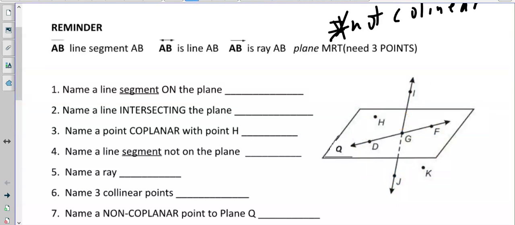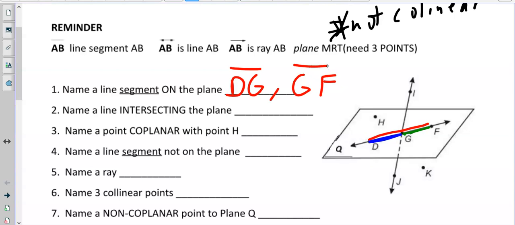Now, we can pick any 2 letters here. We can pick DG. We can pick GF. We could even pick DF. Any one of those works as a line segment. The important part is, if you say DG, you must put the segment symbol over it. All right? But you cannot use GI or GJ. Okay? So DG is one example. Or you could have GF.